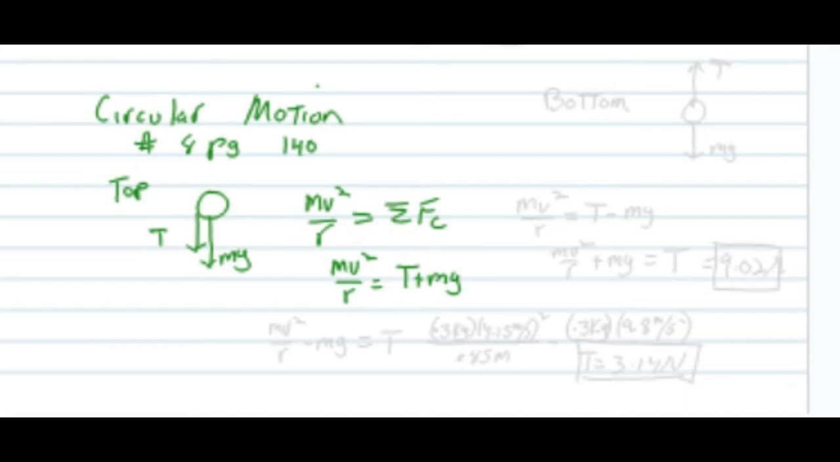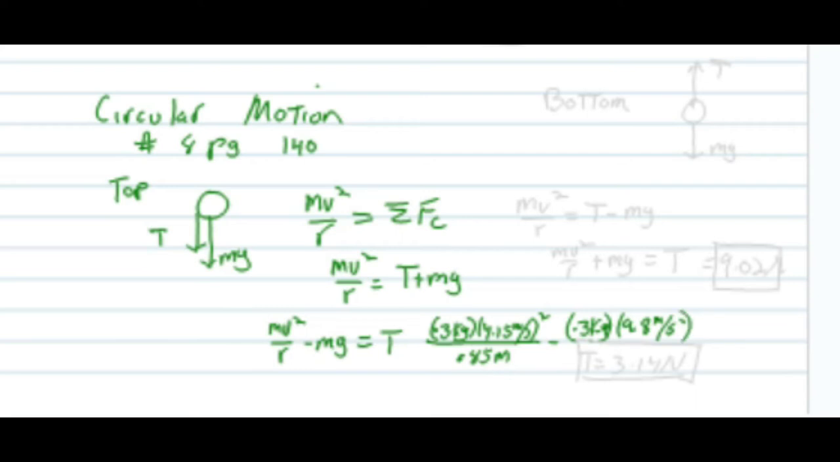Okay, and they want to know what's the tension. So we're going to subtract mg from both sides, and that gives us T by itself. And then we can plug our numbers in. The mass is 0.3 kilograms. V is 4.15 meters per second. We have to square that. Divide by the radius, which is 0.85 meters. And then minus 0.3 kilograms times 9.8 meters per second squared.